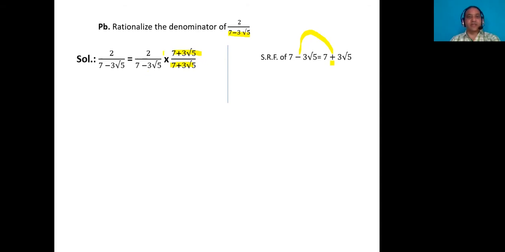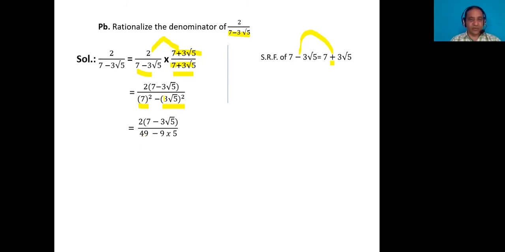So what will be the result? The numerator is simply 2 into 7 plus 3 root 5, and the denominator, a minus b into a plus b, gives you a square minus b square. So a square is 7 square, which is 49. And b square: students, you see here 3 does not have a square root, so 3 square will be 9. But square root 5 square gives you 5. So we have 45. So 49 minus 45 gives you 4.